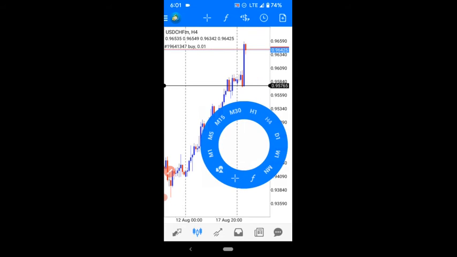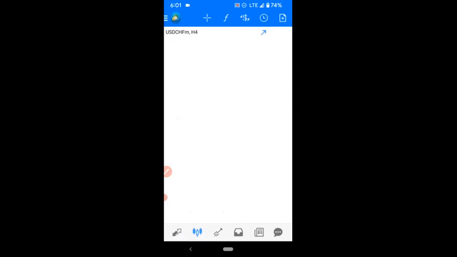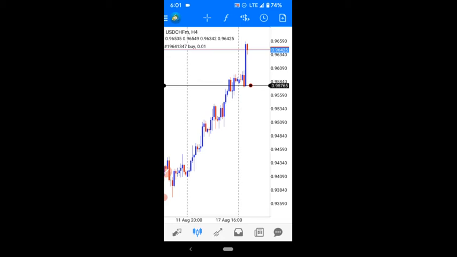Let me delete this. Let me add an arrow back. You put it from where you started, where you took the trade, and you drag it. You see, that is 419. Just look at the upper place there. Wow, 423 points. Those are points, those are not pips. And a pip is a point divided by 10.